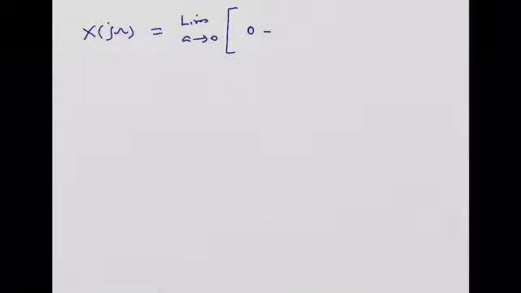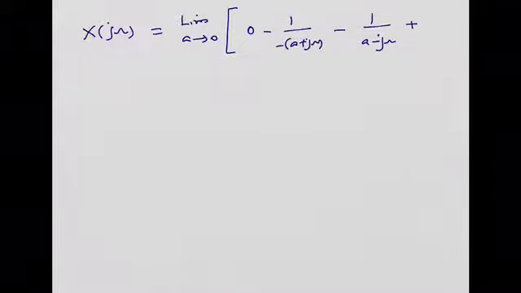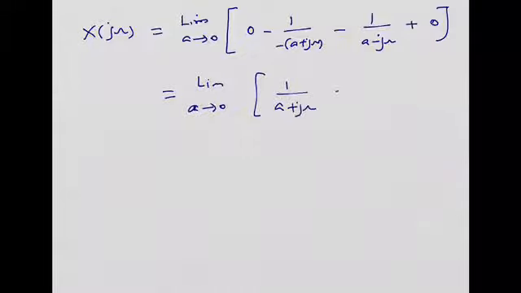The second term will be e power 0. What is e power 0? E power 0 is 1, divided by minus of a plus j omega, right? Already minus is present. The third term will become e power 0, so 1 divided by a minus j omega. The fourth term will be e power minus infinity, which is equal to 0. So obviously we will land up with only two effective terms in the final result. It is 1 divided by a plus j omega. The second one will be 1 divided by a minus j omega.